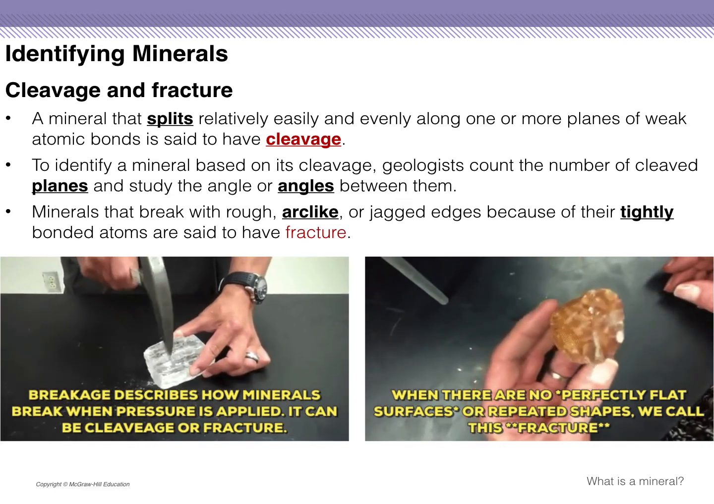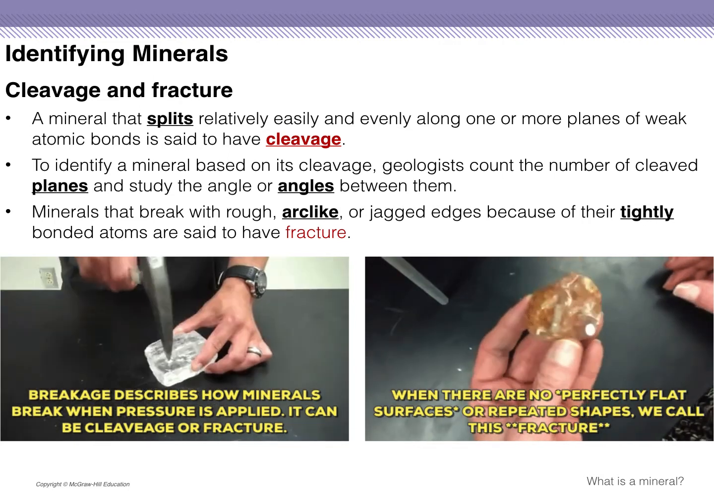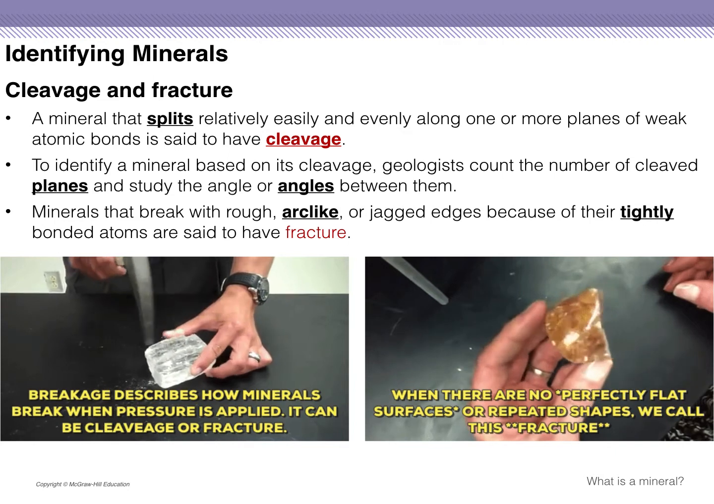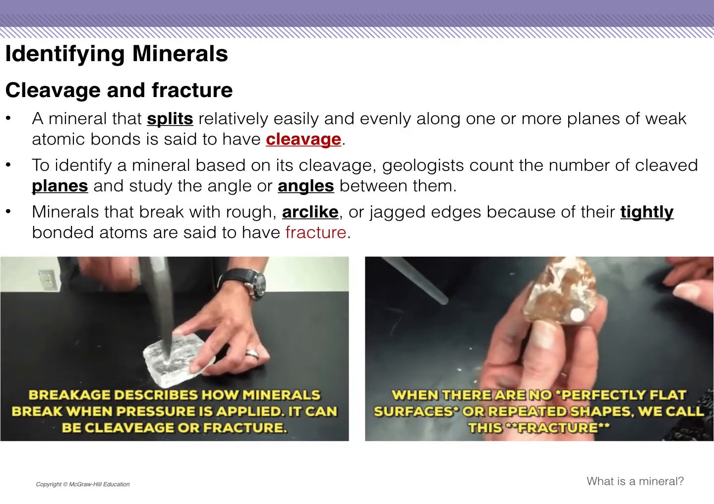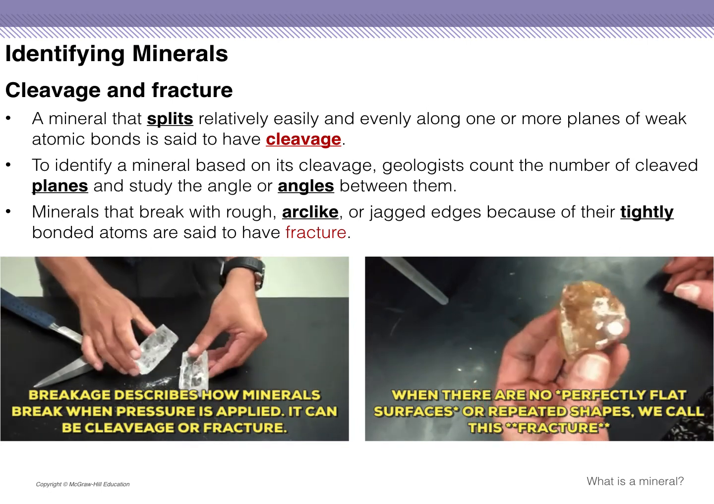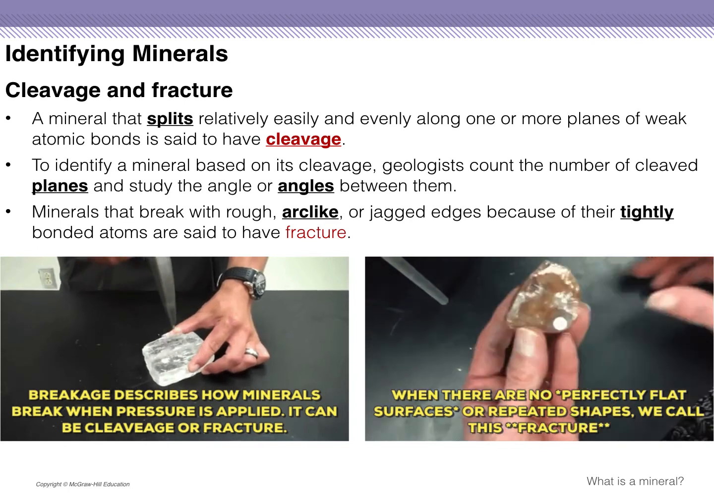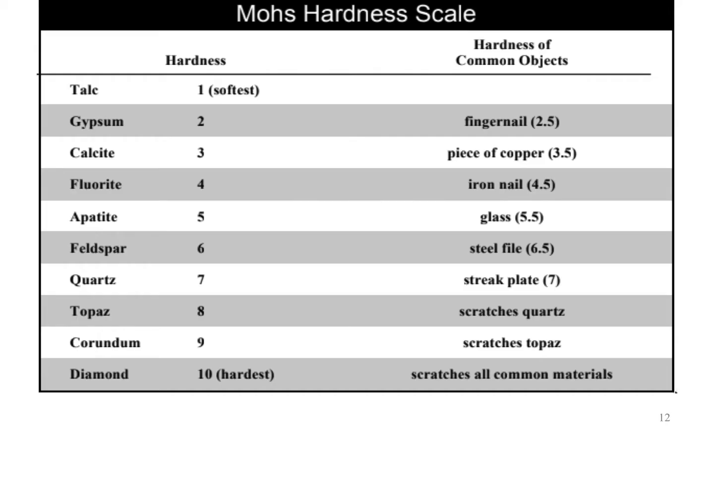Minerals that break in a rough arc-like or jagged edge because of their tightly bonded atoms are called fractured. On the right side, you see a fractured surface because it's not straight like the one on the left. It's all arced and odd. And that's why you would say that's a fracture versus a cleave. Now, you have the Mohs hardness scale. And we've already talked about what works with which, so I have some questions for you.